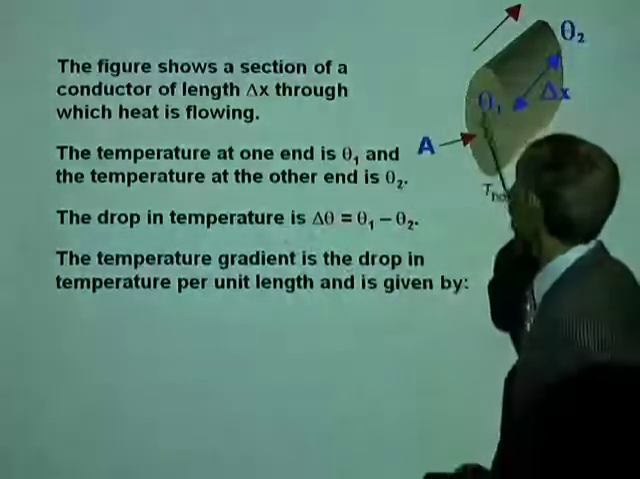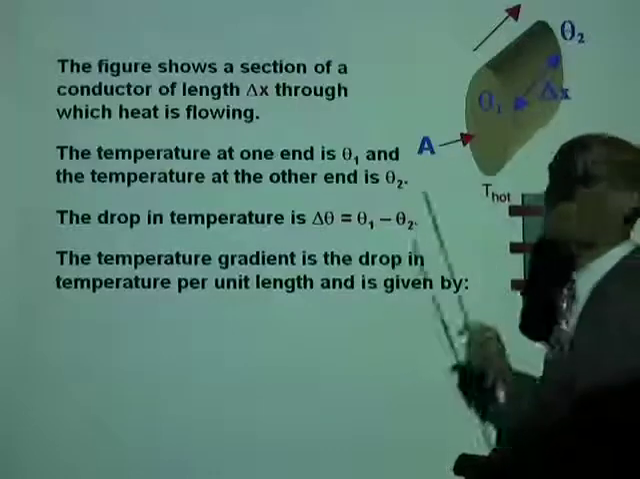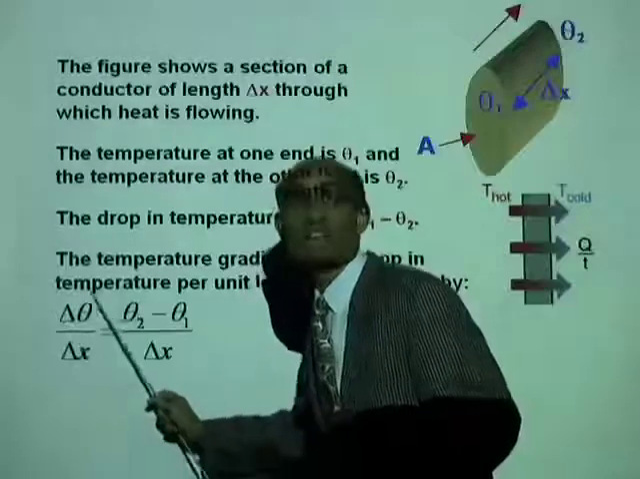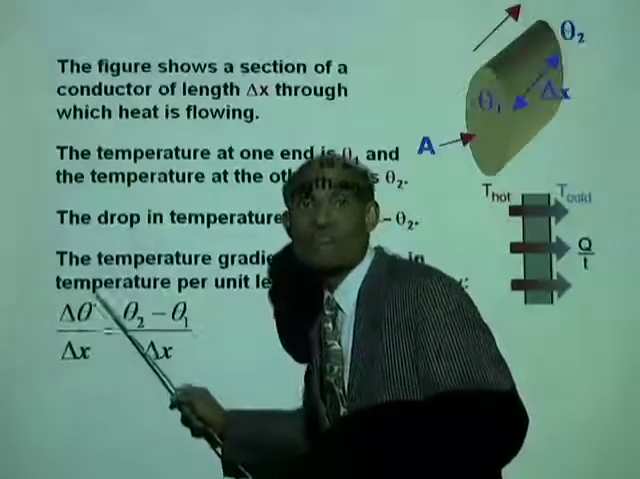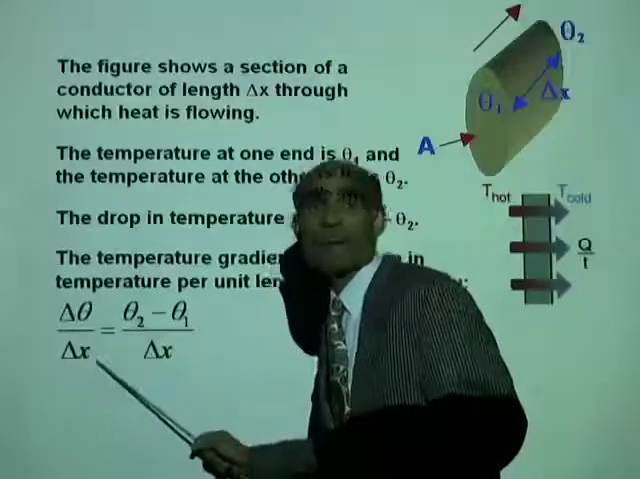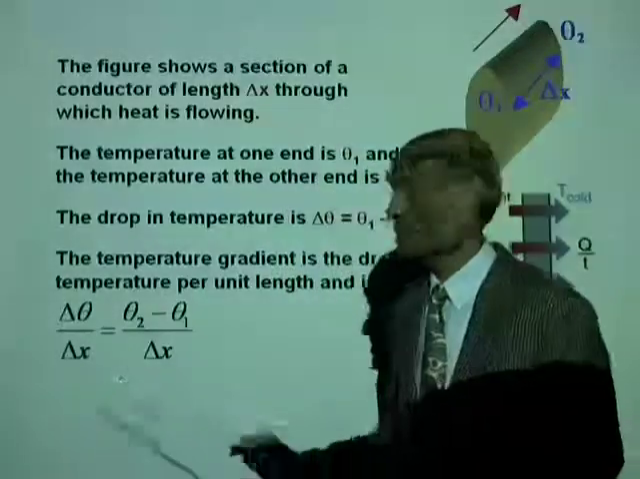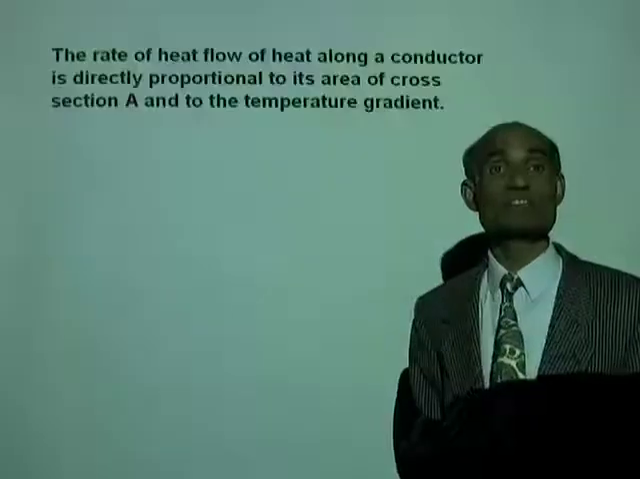In other words, it is theta 1 minus theta 2 divided by delta x. And we write it like this: delta theta divided by delta x. The change in temperature divided by the length. This is a measure of the drop in temperature. Of course, delta theta is theta 2 minus theta 1.